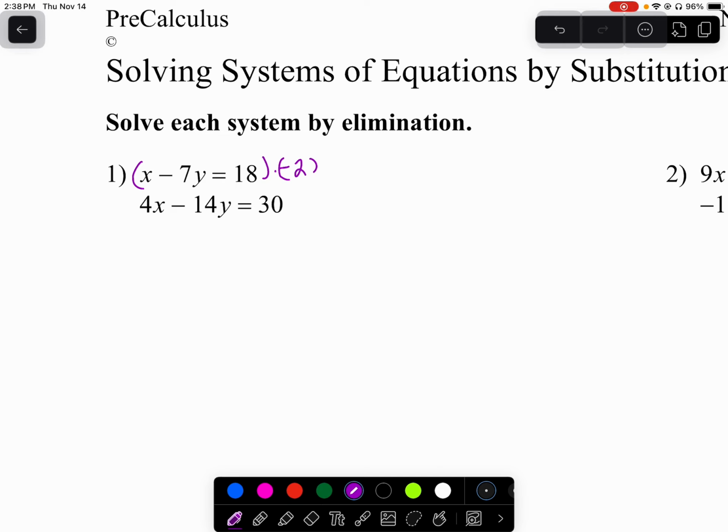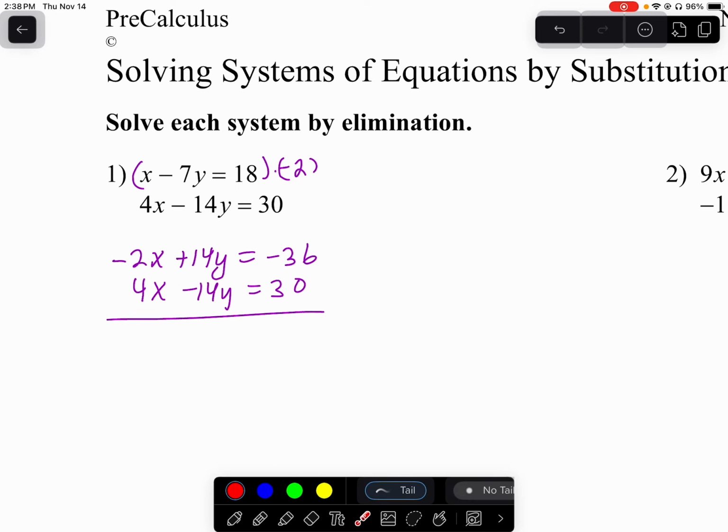Now, I could have just as easily multiplied through by negative 4 and gotten rid of the x's, but this is what occurred to me, so that's what I'm going to go with. So I'm going to get negative 2x plus 14y equals negative 36, and I'm going to put my other equation underneath it. Now, sometimes you'll have to multiply maybe this equation by 2 and this equation by 3. That's fine. That works sometimes too. But try to pick the easiest route to go.